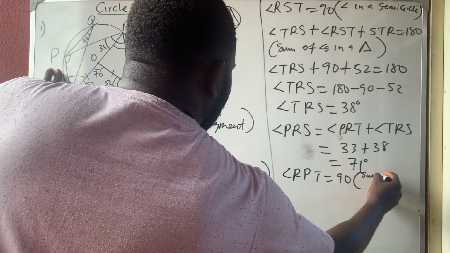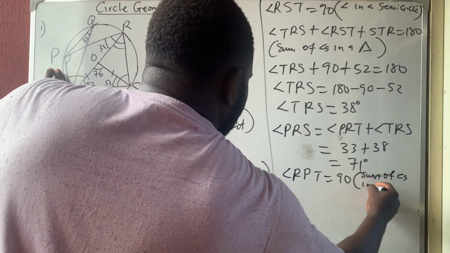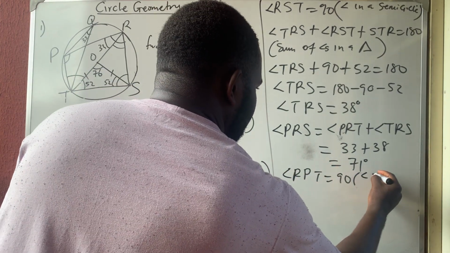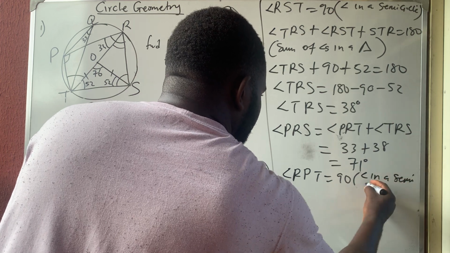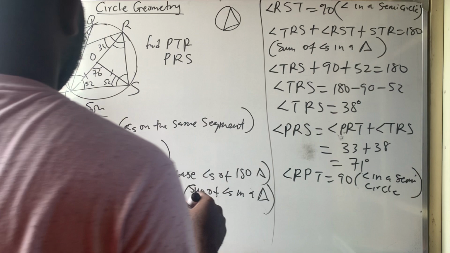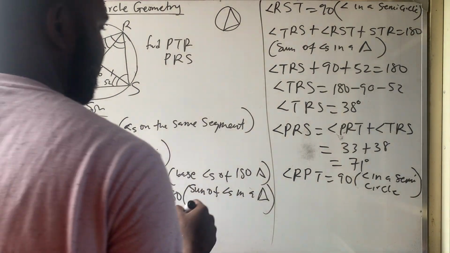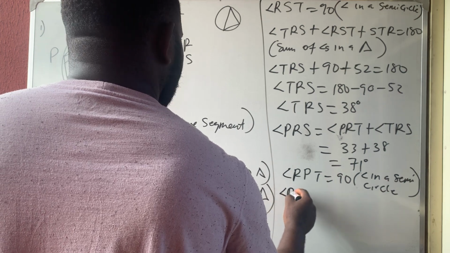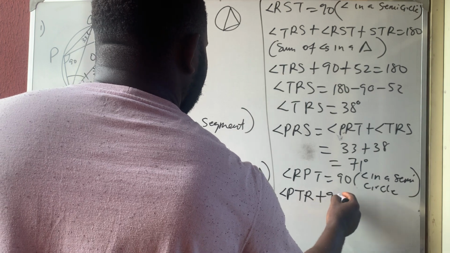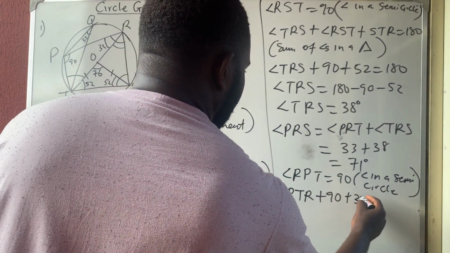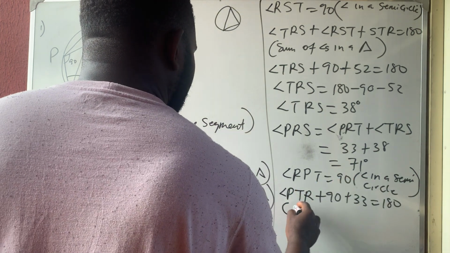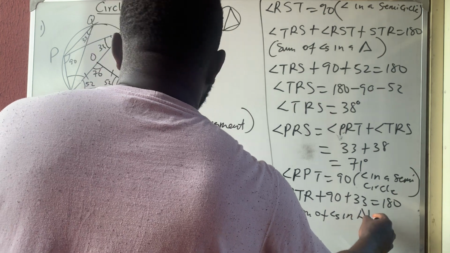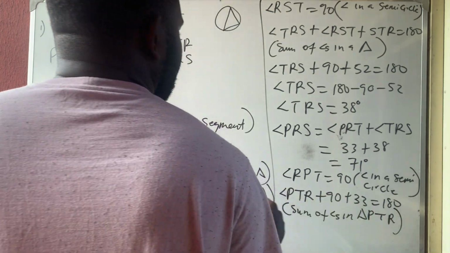What is my reason? Angle in a semicircle. Okay, so if here is now 90, to get this place is not difficult. So we're going to say that angle PTR that I'm looking for plus that 90 plus the 33 is equal to 180. Reason: sum of angles in a triangle. Let me just name the triangle. In triangle PTR.